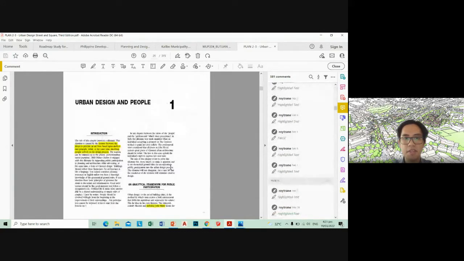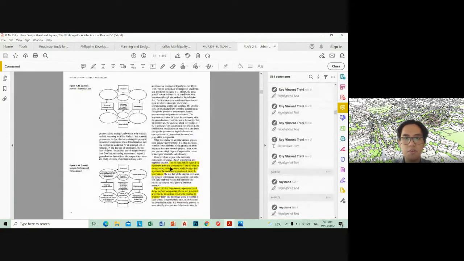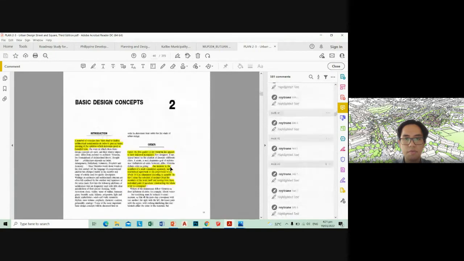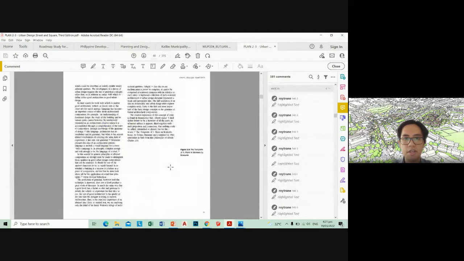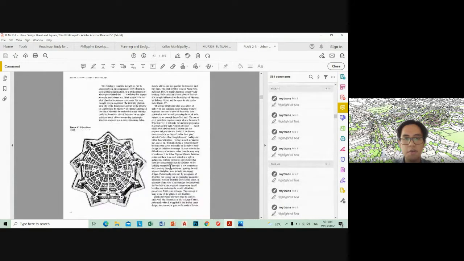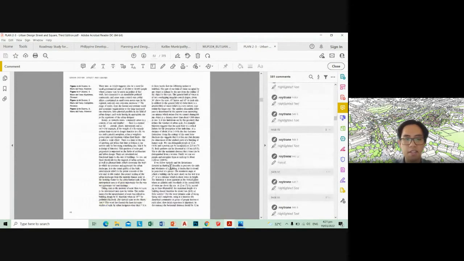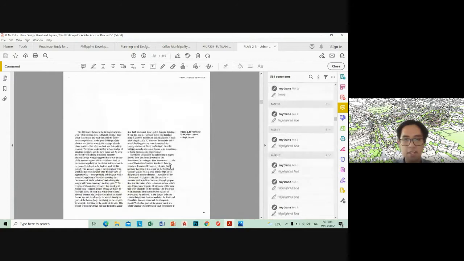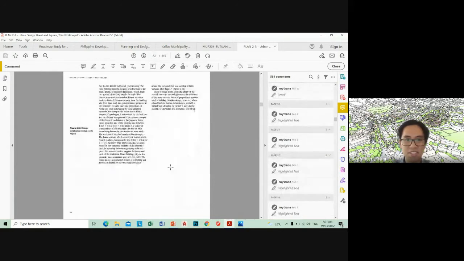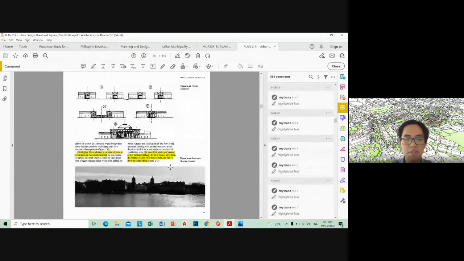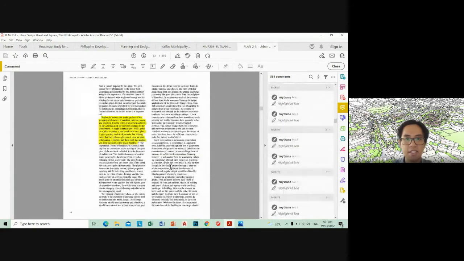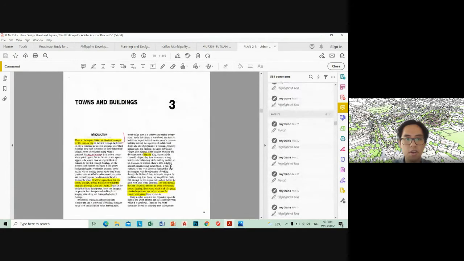But you can talk about, I'll just skip here to basic design concepts. Let's go down here. No, we can skip that. That's proportion, scale. You already know this if you're an architect. And I know Karen's already an architect, so we'll just skip that. Let's go to composition principles in a city. That's towns and buildings.